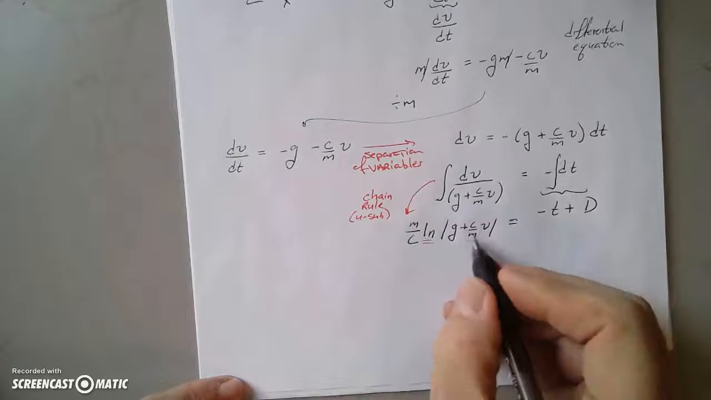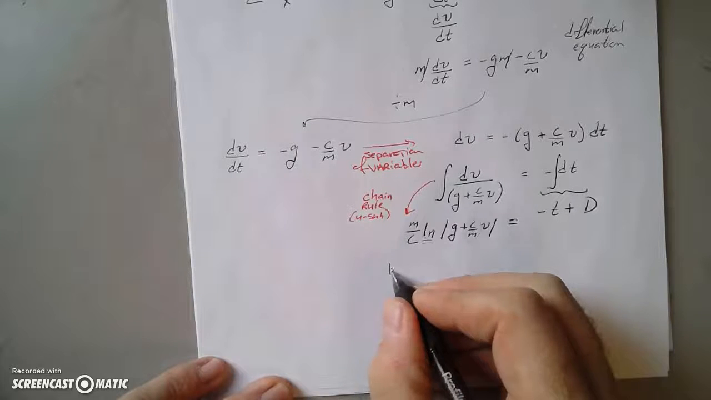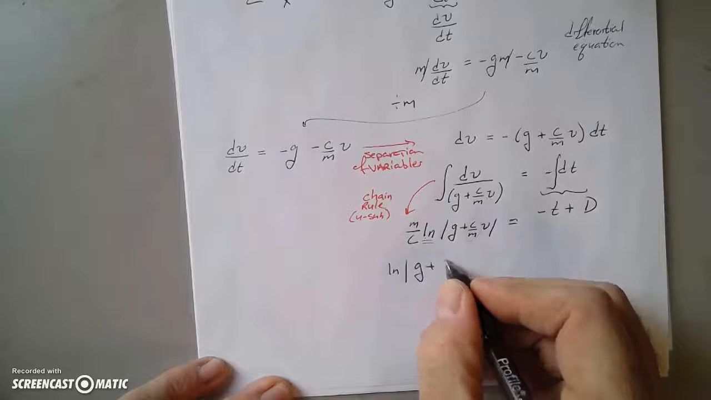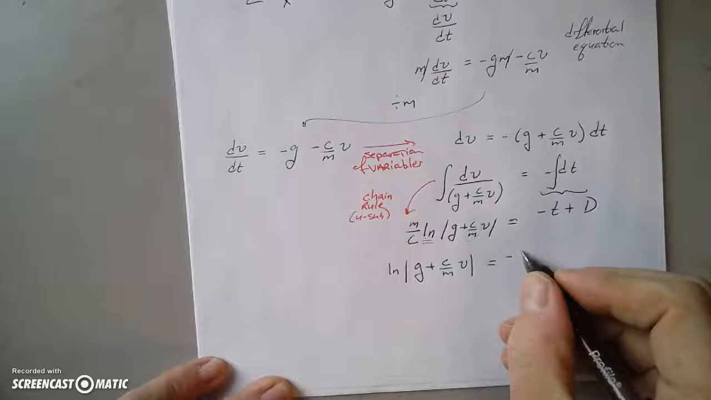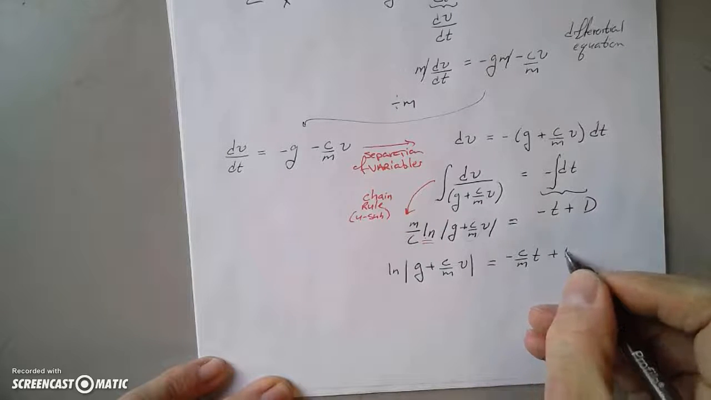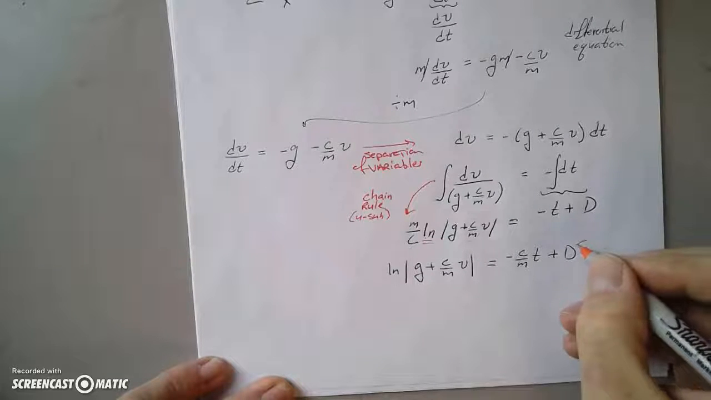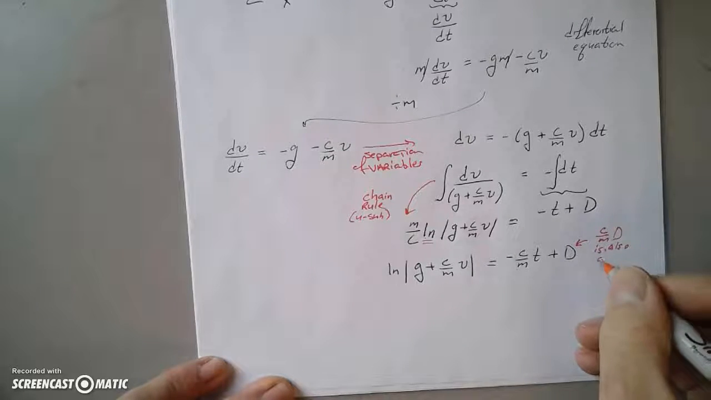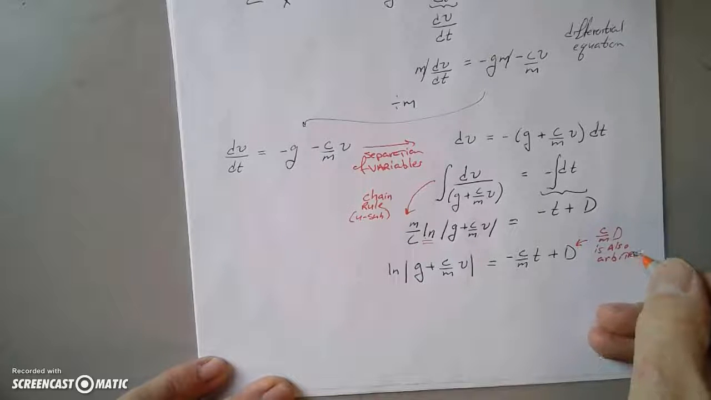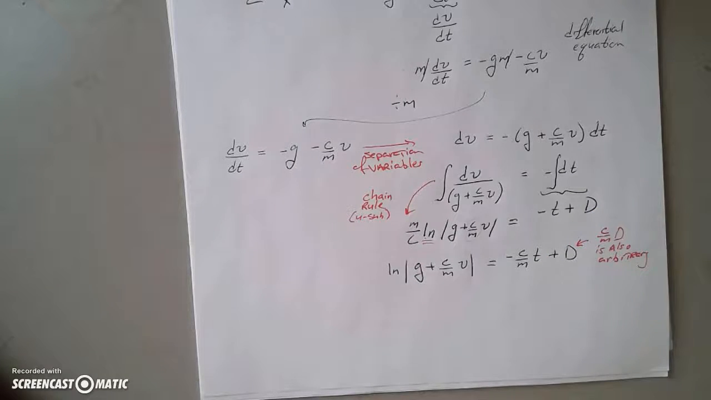Now what happens next? Well, I want to solve for v. I want an equation for v. So if I multiply both sides by c over m, I have ln of the absolute value of g plus c over m times v, equals minus c over m times t, plus d. Wait, did I forget to multiply? No. It's an arbitrary constant. So c over m times d is also arbitrary. You'll see this a lot of times in books. d could represent anything. If it's anything, something times anything is still anything. It simplifies it.